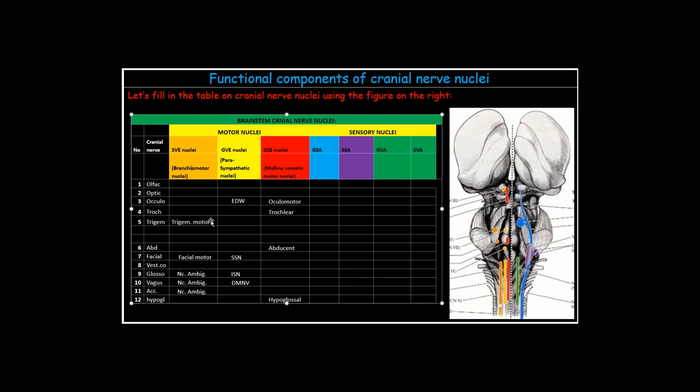The trigeminal motor nucleus is the motor component of the trigeminal nerve. It's going to give off motor neurons, which are going to travel through the trigeminal nerve and innervate different muscles, such as the muscles of mastication. Then we've got the facial motor nucleus over here, which is another special visceral efferent category of nucleus.